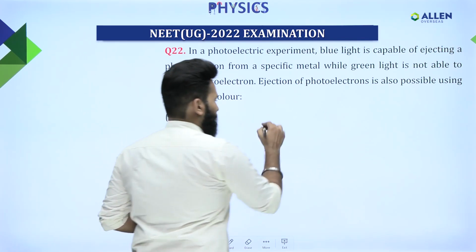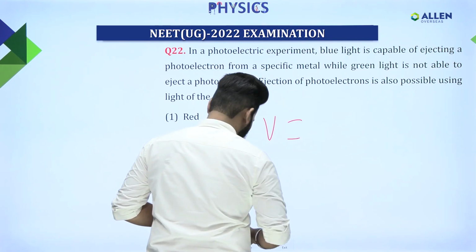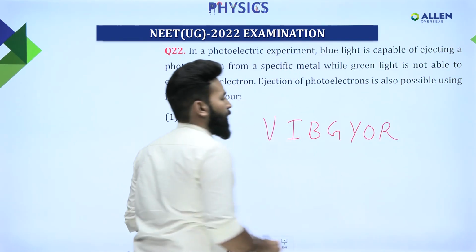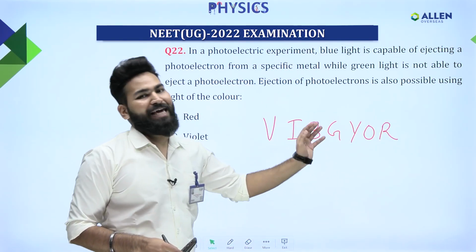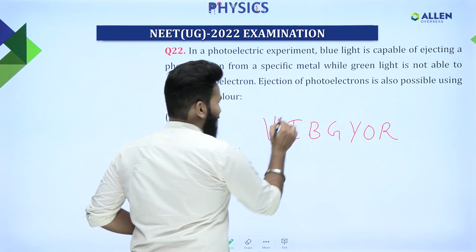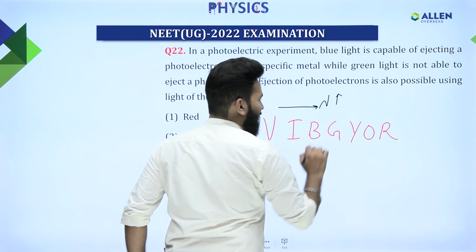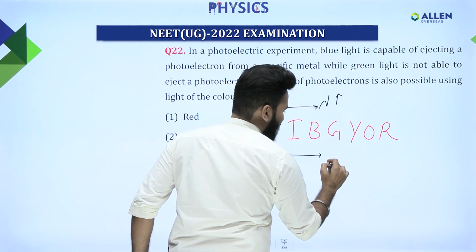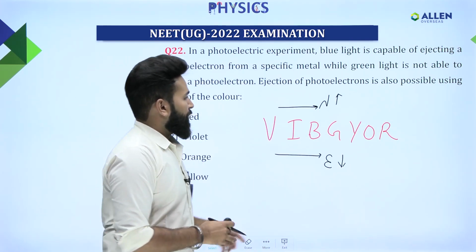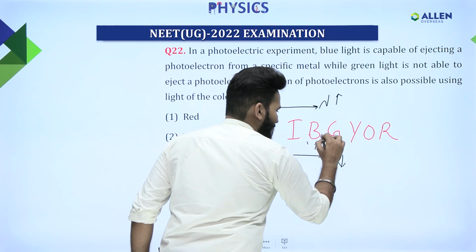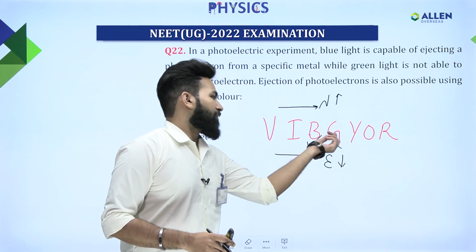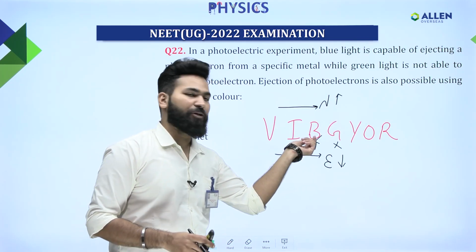So we know that VIBGYOR. This is the order of wavelength, or I can say energy also. If I move from left to right, then wavelength will increase, and what about energy? Energy will decrease, right? So given that blue light is able to eject photoelectrons, but green light is not able to eject, that means green light's wavelength is higher as compared to that of blue light.